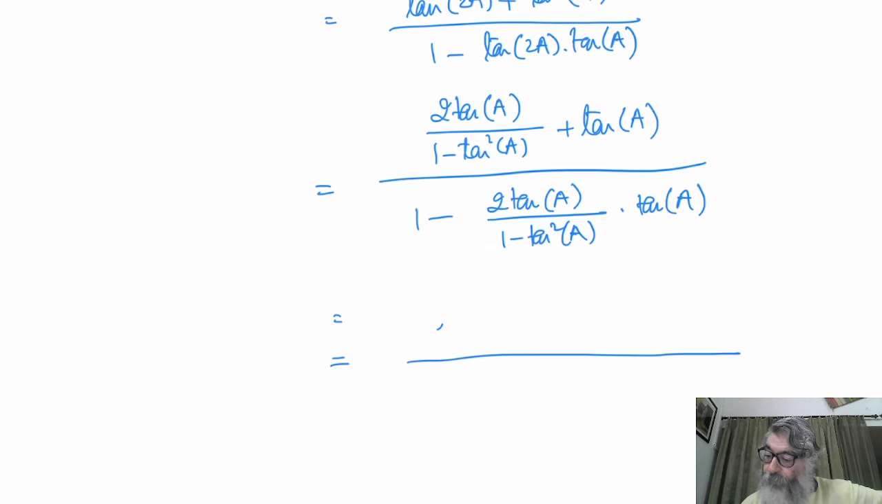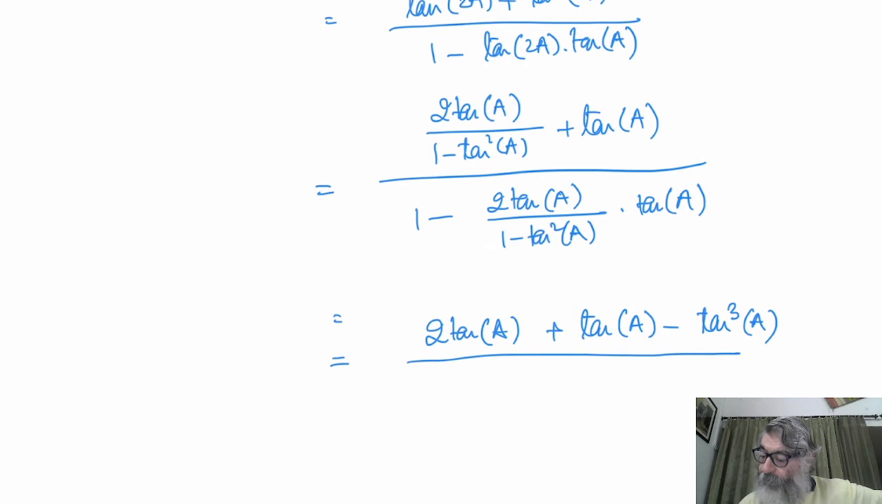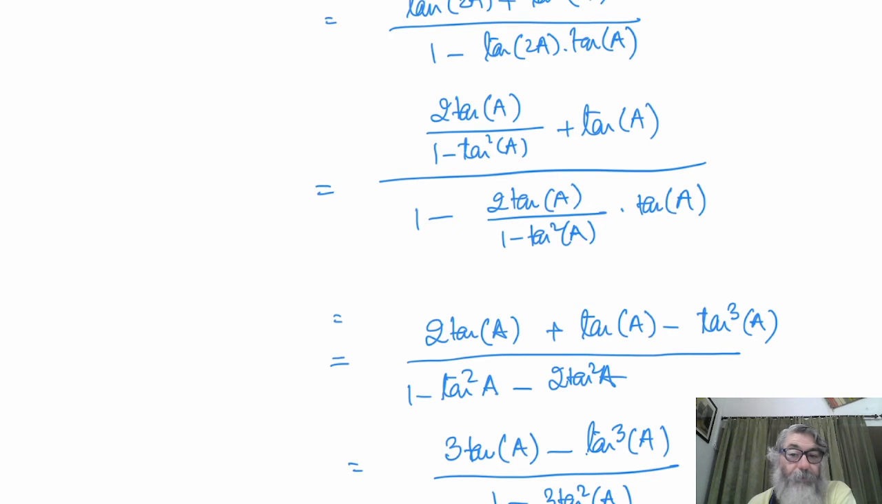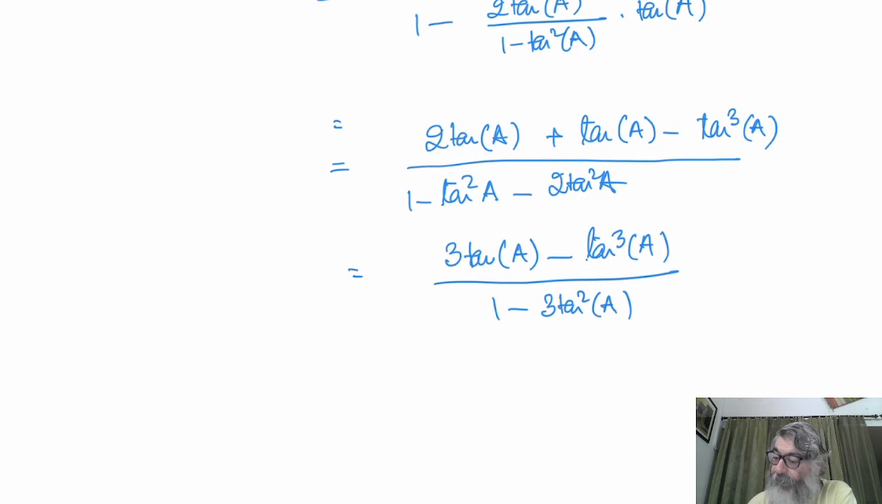I'll just write the final answer: 2 tan A, and tan A will be multiplied by this, so you will get tan A minus tan cube A. When you take the LCM here, it will come 1 minus tan square A, minus 2 tan square A. So it will become 3 tan A minus tan cube A upon 1 minus 3 tan square A.